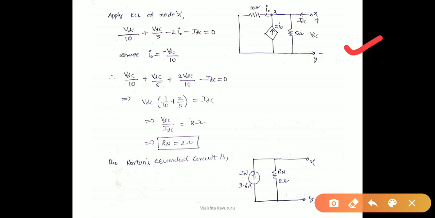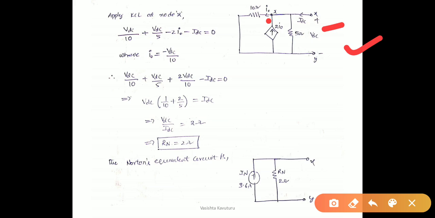Since dependent sources are present in the problem, it is difficult to solve by the normal method, that is, calculating the resistance value with respect to the open circuit. So we are using another method, that is, we are calculating the open circuit voltage from the given network. Upon deactivating the source, we are calculating the open circuit voltage. By applying KCL at the node X, we are calculating the VOC value, and this voltage source is generating a current IOC.